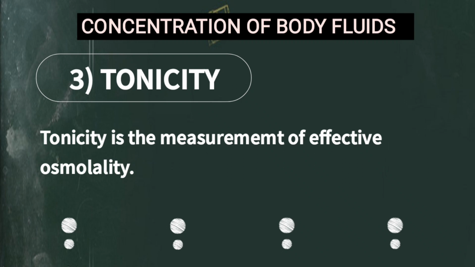The first one, which is the isotonic fluid, has the same effective osmolality, that is, the same tonicity as body fluid. The hypertonic fluid has greater effective tonicity than body fluid. And the third one is hypotonic fluid. It has lesser effective osmolality, that is tonicity, than body fluid.